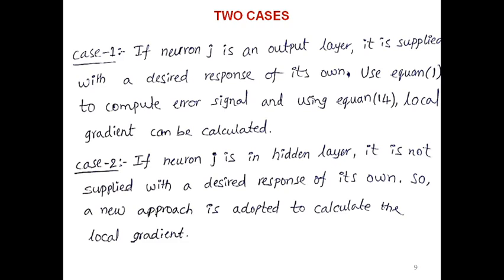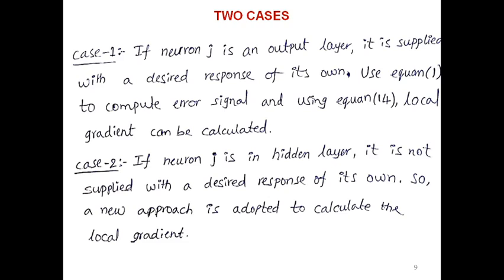In the first case you are getting your desired response directly, it is connected to the jth neuron. That is not a problem: if the jth neuron is directly connected to the desired response, it is a single layer network, and with these equations we can directly get it. But if the jth neuron is in a hidden layer, it means after j we have another neuron, the kth neuron. After k we have another neuron, the lth neuron, likewise.